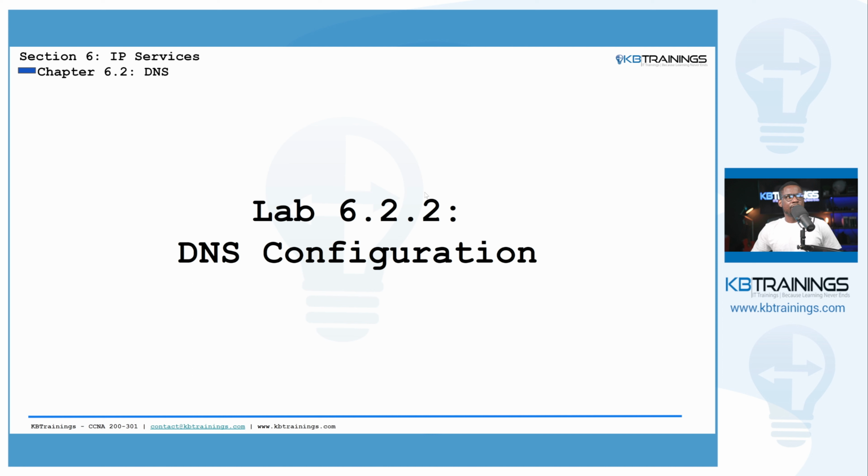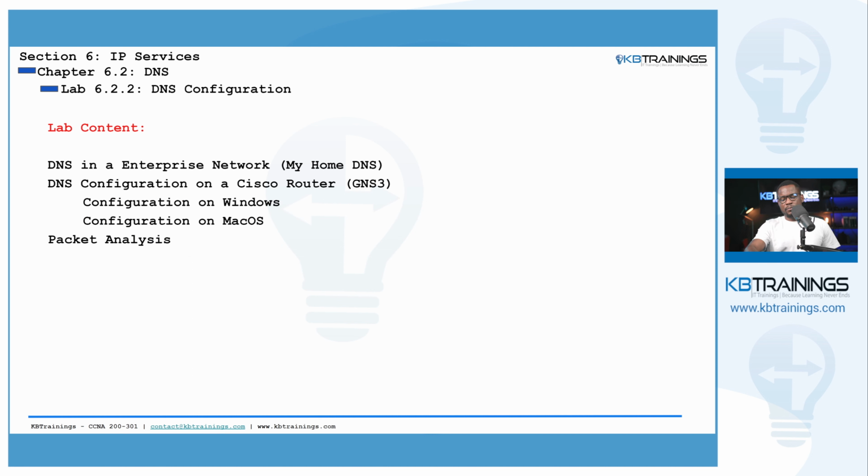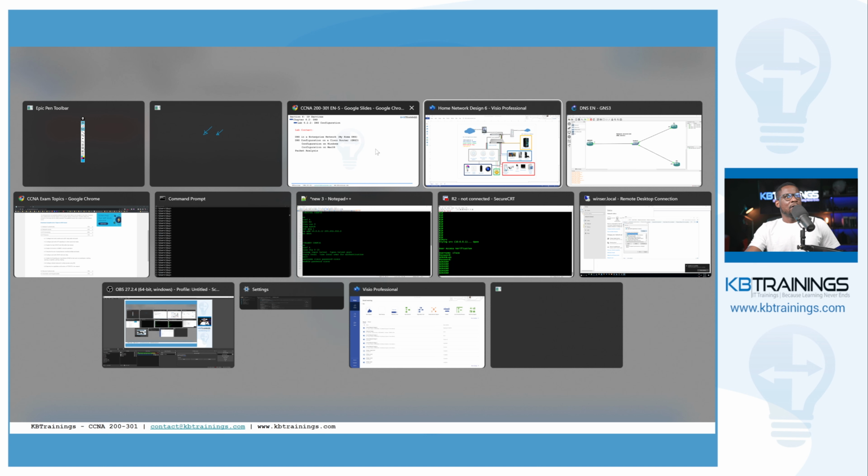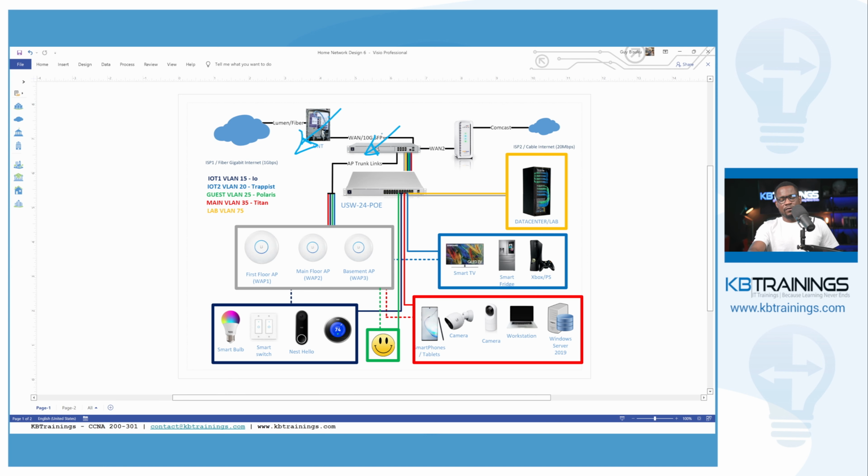So today we're going to see the following points. First of all, I'm going to talk about the DNS in an enterprise network. I'm going to take the case of my home network. I have a home network with this design here. For those of you that are watching me on YouTube, you have seen this before. This is my home network, and I have a VLAN 35 where I have all my critical devices like phones, cameras, workstations, and I also have a Windows Server 2019. This is where I have the DNS service installed.